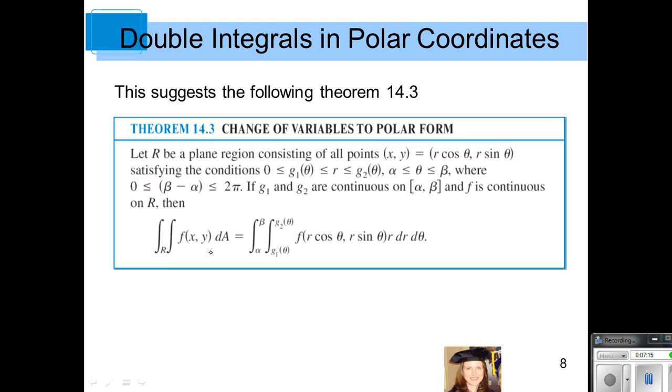be converted into polar form, where x is going to be replaced with r cosine theta, y is going to be replaced with r sine theta, and dA is going to be replaced with r dr d theta. So your inside bounds are your bounds for your radius, and your outside bounds are your bounds for your angle theta.